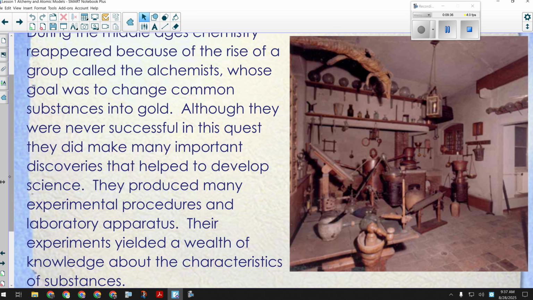But at the same time, they did learn a lot about the behavior of matter. So that's really all you need to know about the alchemists. They were trying to do some things that were not possible because they lacked the understanding of what they were trying to do.